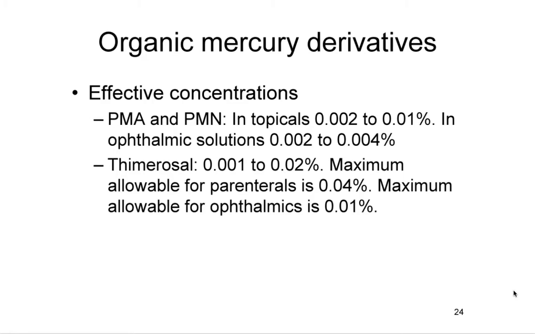So far, the concentration at which these preservatives are effective is much better than all of the other examples that we have seen so far. Thimerosal can be very effective in extremely low concentration, 0.001 to 0.02%. So that's a very small amount of preservative that is extremely effective in preventing microbial growth, and hence these were used widely in all kinds of different formulations.